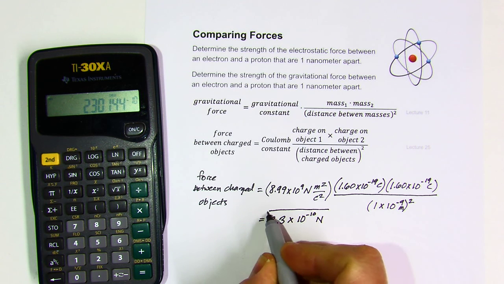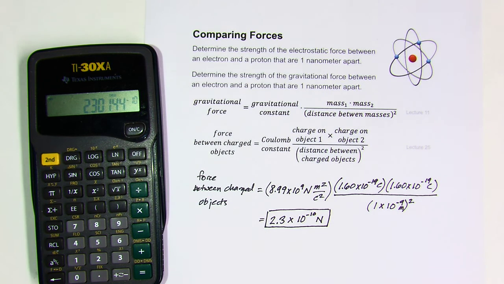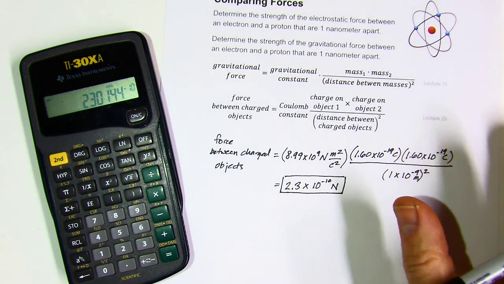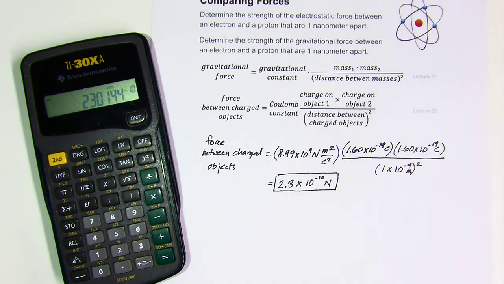So that's a fairly small force in the context of things we're thinking about in our everyday life, but of course we're also thinking here about two particles in an atom, which are very, very, very tiny. So that actually turns out to be not an insignificant force. And so to contrast, let's work out what the gravitational force is between an electron and a proton.